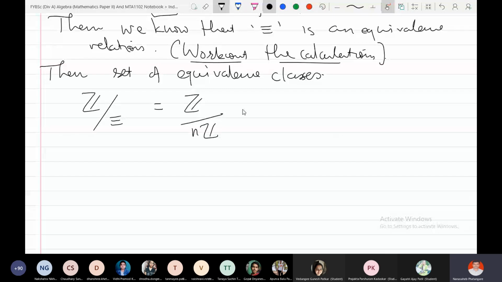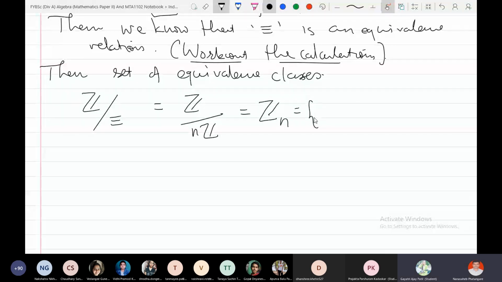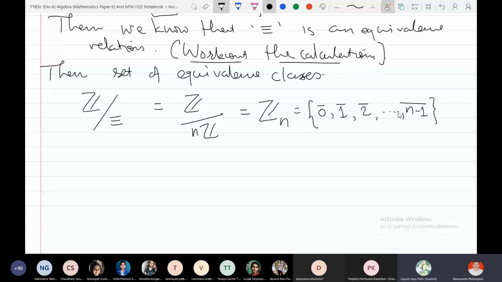And how do we denote this set of equivalence classes? Z suffix n. Right, very good. Z suffix n. And what are the classes? 0 bar, 1 bar, 2 bar, 3 bar, up to n minus 1 bar, because n is already a member of 0 bar.